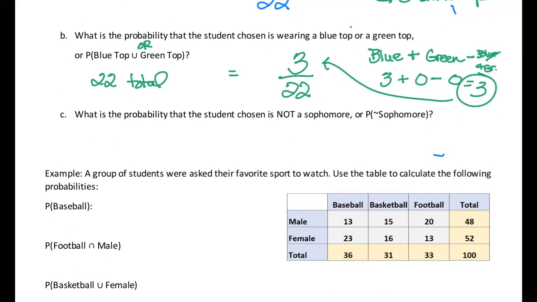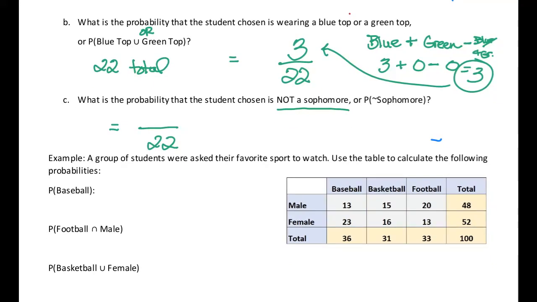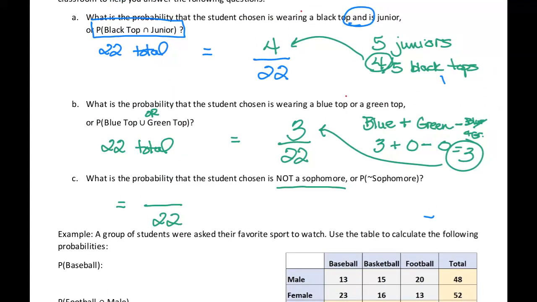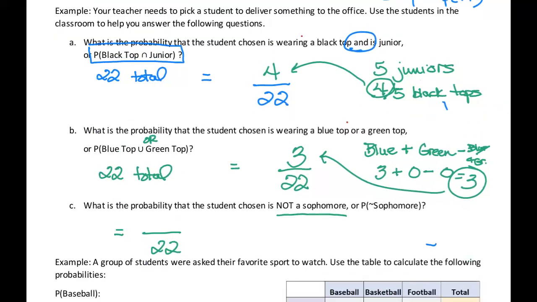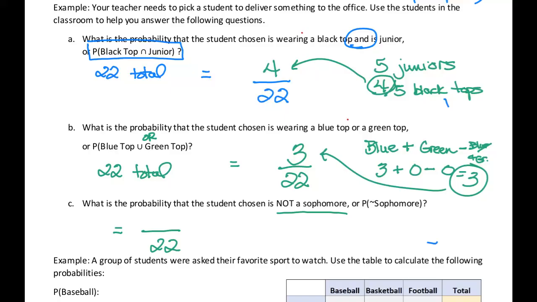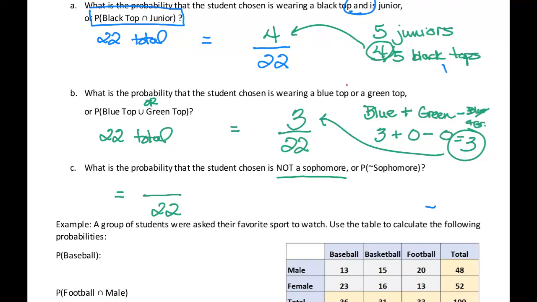All right, letter C. What is the probability that the student chosen is not a sophomore? Not a sophomore. You tell me, what's my bottom number going to be? 22. We still have the same students in here, right? So 22 is going to go on the bottom. And not a sophomore. Did we have something about sophomores yet? We did not. So where are my sophomores?